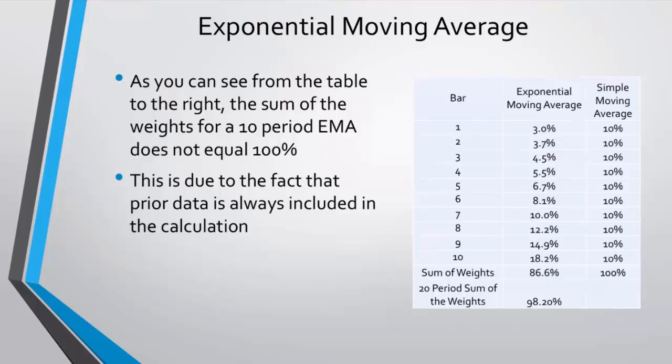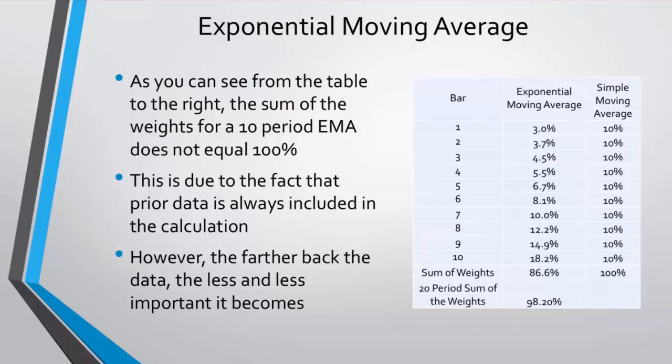So data never falls off. Even on a 10 period or 100 period or 1,000 period moving average, you always have all the data points in there. However, the farther back the data, the less and less important it becomes.